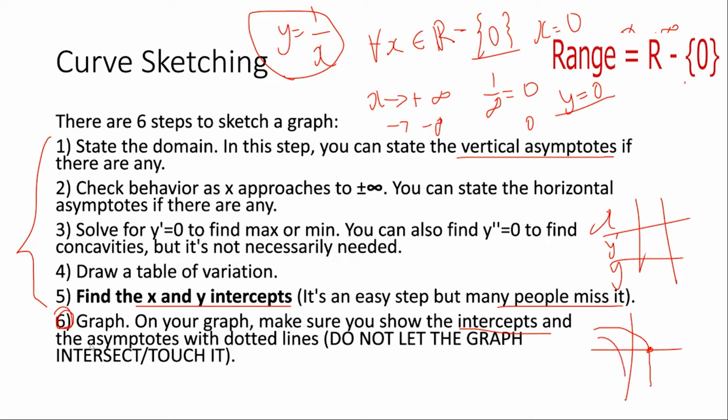And asymptote with dotted line. So like, let's say this is 2, okay? You have a horizontal asymptote, y equals 2. You're going to draw a horizontal line like that, and then say y equals 2 over here. That's your horizontal asymptote. And when you draw it, make sure it doesn't intersect this dotted line.